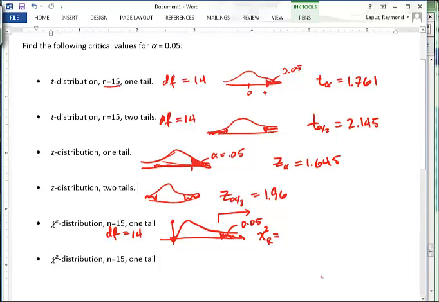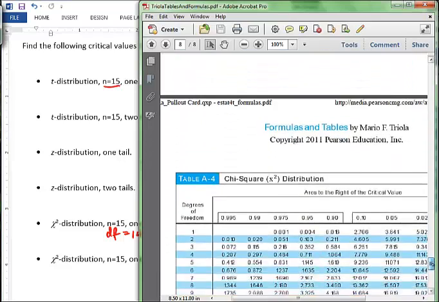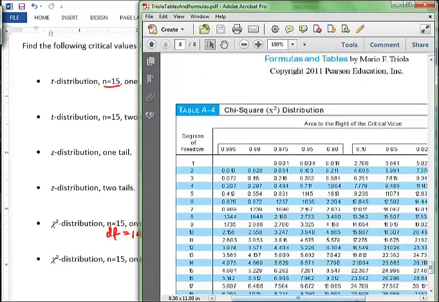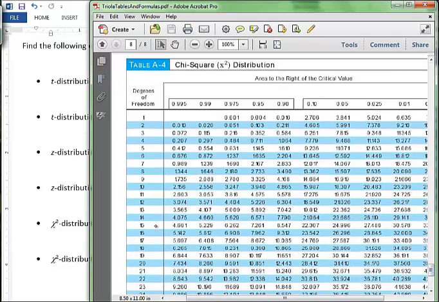and the degrees of freedom is one less again, one less than n. So if we get our table out, this time we have to go to table A4, and we're looking for a degrees of freedom of 14. So that would be this row, and the area to the right is 0.05, so 14 to 0.05 is 23.685.